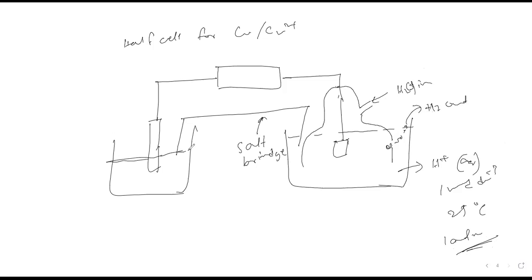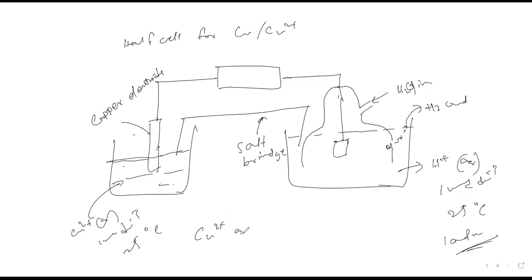While on the other side, on the left side, we won't write the pressure. We will just simply write Cu2+ aqueous, 1 mole per dm³, and 25 degrees centigrade, the room temperature. This is the copper electrode. We already wrote the Cu2+ ions present here. So the equation, which is the electrode equation, is this.